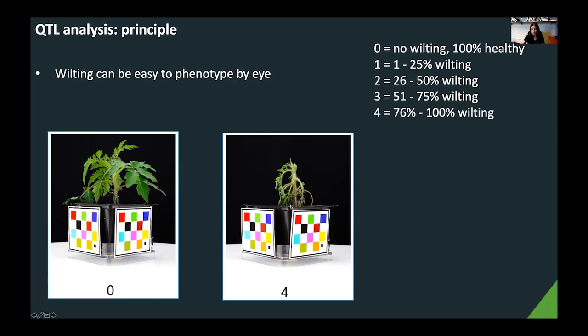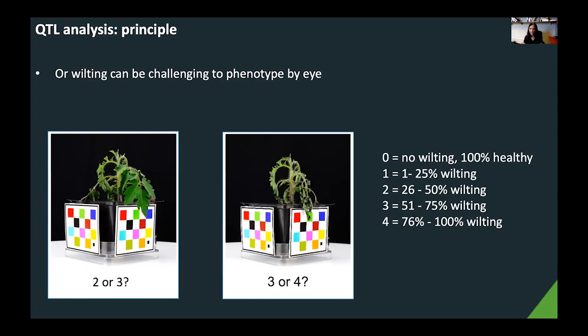But it becomes much more challenging to phenotype when you consider the intermediate parts of the spectrum. And again, this particular disease has a lot of partial resistance. Partial resistance is manifested as this partial wilting phenotype. It's also highly influenced by the environment. So depending on how much humidity you have, you can have different levels of wilting. So if you give people a plant that looks like this, some people might give you a 2, some people might give you a 3.